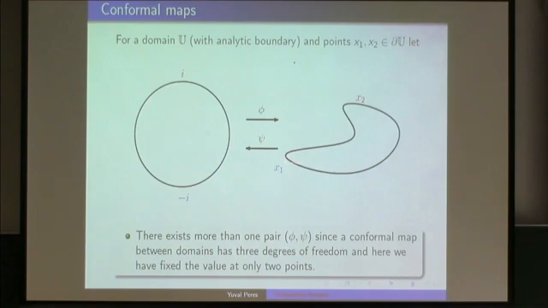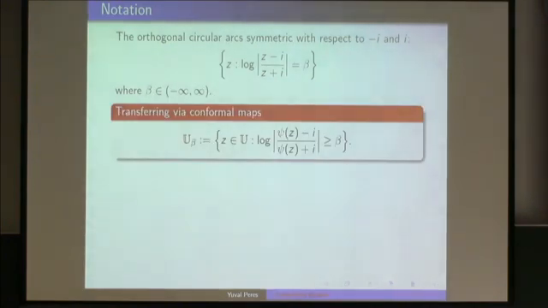We are already fixing all but one degree of freedom. We're going to have the two sources, x1 and x2, the limiting sources at the boundary, being mapped to -i and i respectively. The remaining degree of freedom will be needed to control the volumes. Okay, so the orthogonal circular arcs in the disk can be written explicitly in this form: log of (z minus i)/(z plus i) is a constant.